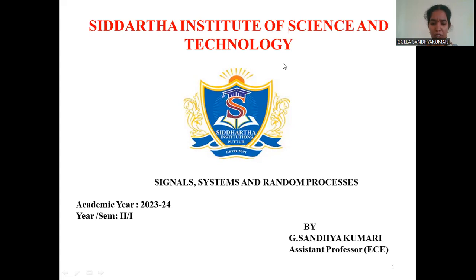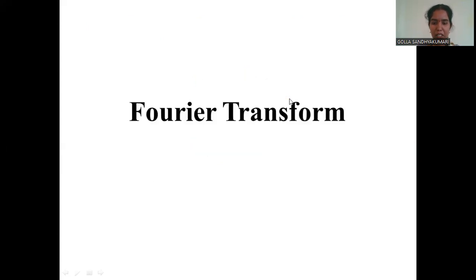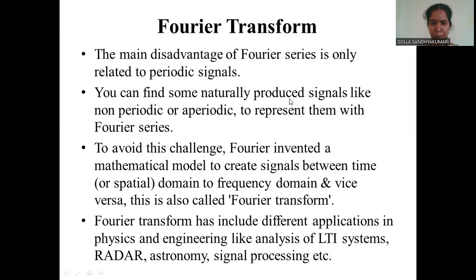So, today we are going to discuss the subject Signals, Systems and Random Processes. In this, we are going to discuss the Fourier transform, what the advantages of the Fourier transform are, compare it to the Fourier series, and how we can derive the Fourier transform from the Fourier series. So here we are going to learn about the Fourier transform and Fourier series.